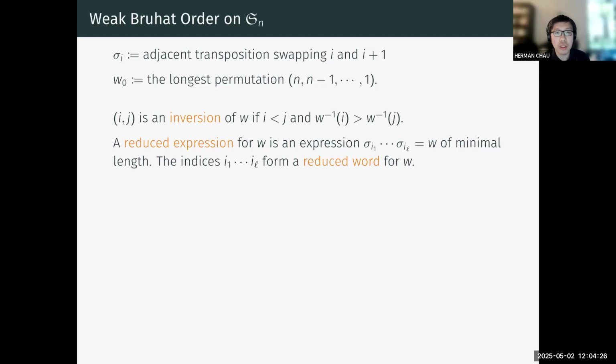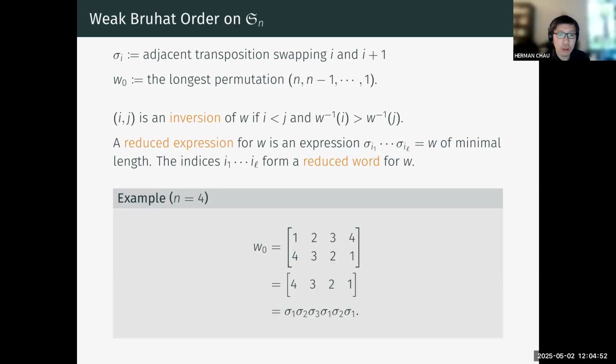A reduced expression for a permutation w is a way of decomposing w into adjacent transpositions, done in a way of minimal length. In particular, the length of this expression is the number of inversions of w. I might also omit the sigmas and just write the indices, and in that case we'll call it a reduced word.